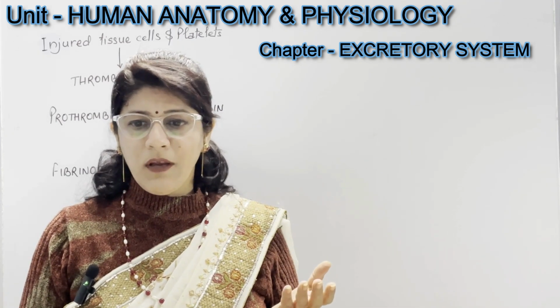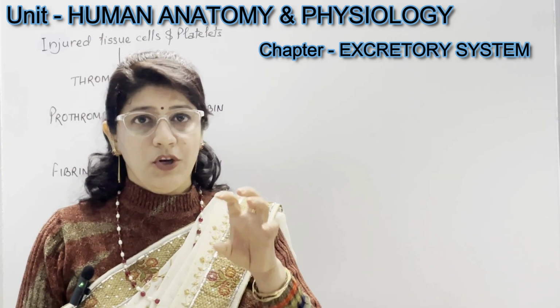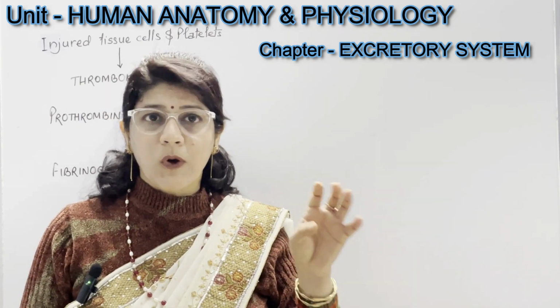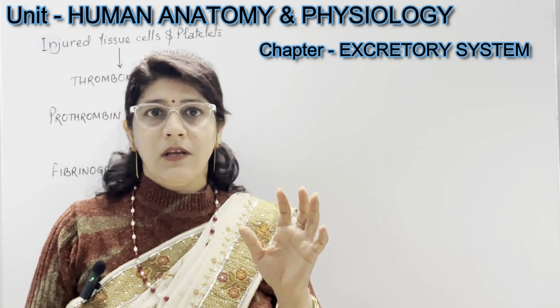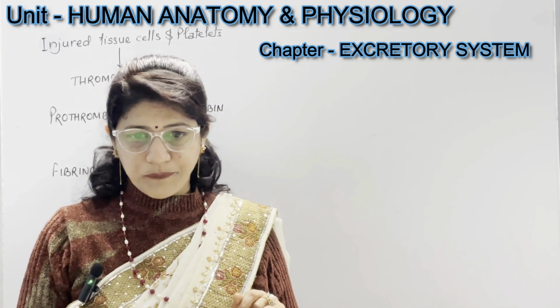Out of many important reasons, one is about the dotted appearance of the cortex. So your answer should be that Bowman's capsule and the PCT part lie in it, due to the presence of Bowman's capsule and the PCT part, the proximal convoluted tubule, in it. The dotted appearance is there in the cortex of the kidney.